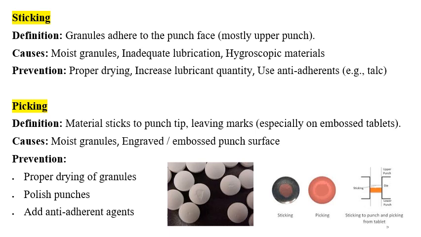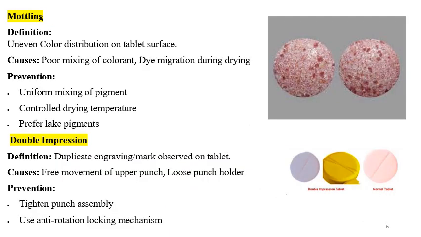Nowadays, toolings with MCRN coating, CRN coating, and multi-layer coatings are available. You can use those and solve the sticking and picking. Optimize the lubrication concentration, store the blend properly, and prevent moisture ingress into the blend. Also, studying the hygroscopicity can give you some solutions.